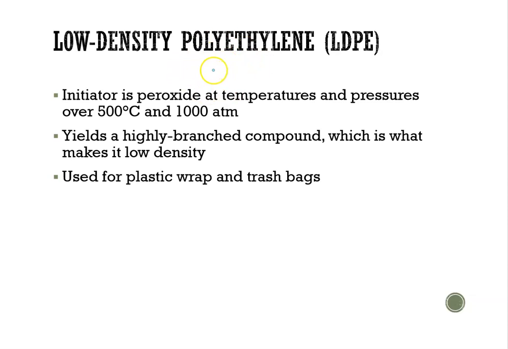Okie dokie. And then our more common polyethylene comes in two different forms. We have what's called low density polyethylene and then high density polyethylene. For low density polyethylene, the initiator that we use is peroxide at very, very high temperatures, 500 degrees Celsius, and also very high pressures, over 1,000 ATM. So it's super heated and pressurized, and it creates a very, very branched polyethylene. The isomer itself is super branched.